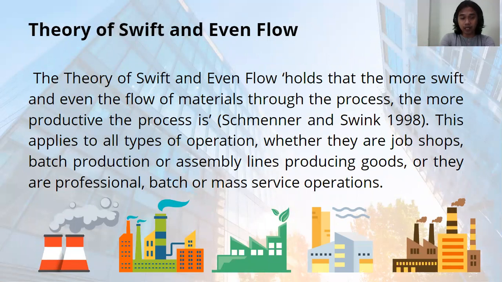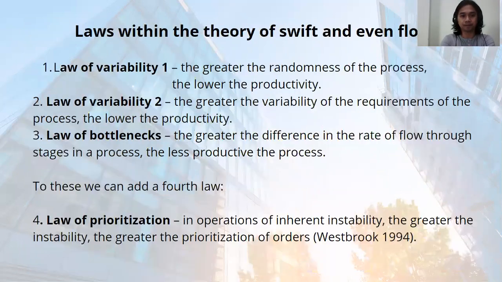All right, the second theory is the theory of swift and even flow. And it says here that the more swift and even the flow of materials through the process, the more productive the process is. And that is what we want to strive for as an organization: we want our production to be smooth so that we would be able to achieve more. And that is the proposition of Schmenner and Swink, 1998.